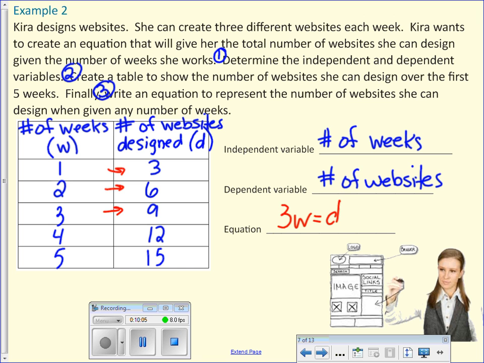Let's just go back and check to make sure we answered all three tasks. Did we determine the independent and dependent variables? Yes. Did we create a table for 5 weeks? Did we write an equation?